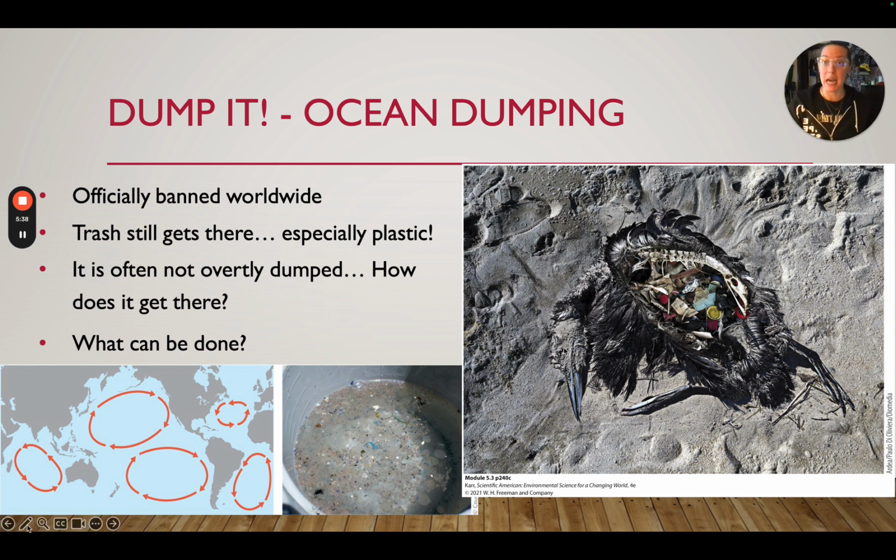So what is being done about some of the ocean dumping? The reason that there's this photo here in the bottom left of the ocean gyres, these overall large circulations at the surface, is that basically this trash accumulates in the middle, and perhaps you've heard of something called the Great Pacific Garbage Patch. Thankfully, there is a company out there that is working to clean up the garbage patch.